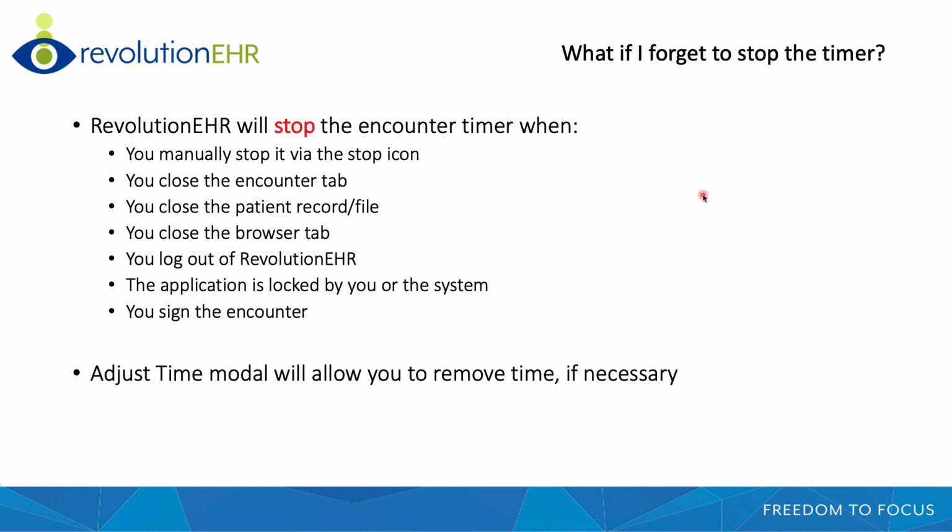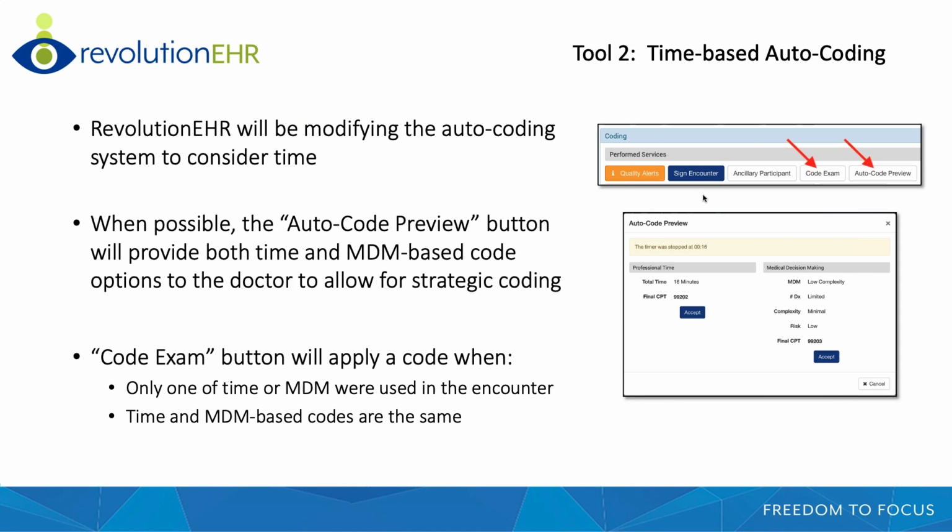If something happens where you left the timer running, maybe the encounter is over, the timer is running, and you decide to walk the patient out to the front office, and you fully intended to go back and stop the timer, but you forgot to do it, and you went off and did something else. And that instance of Revolution is staying open and the timer is running. The adjust time modal that we just talked about would still allow you to back out any extra time that you inadvertently added through forgetfulness or any other reason. So there are those safety nets as well that we tried to build into the system to protect you as much as possible.